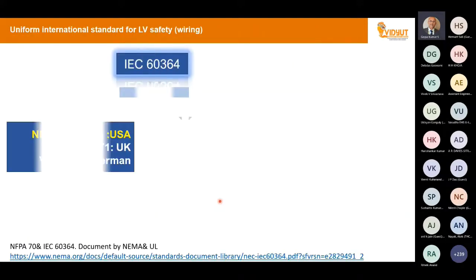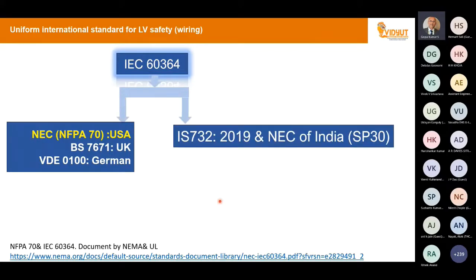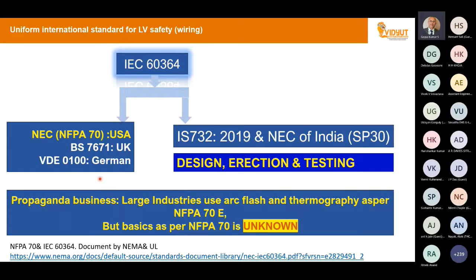Try to follow our national standard. For example, another propaganda business. As I told, 60364 in America is NFPA 70. Without compliance to NFPA 70, you cannot run your building. NFPA 70 compliance is 100% mandatory. In addition, there are standards like NFPA B, C, D, E, F, and all these things.